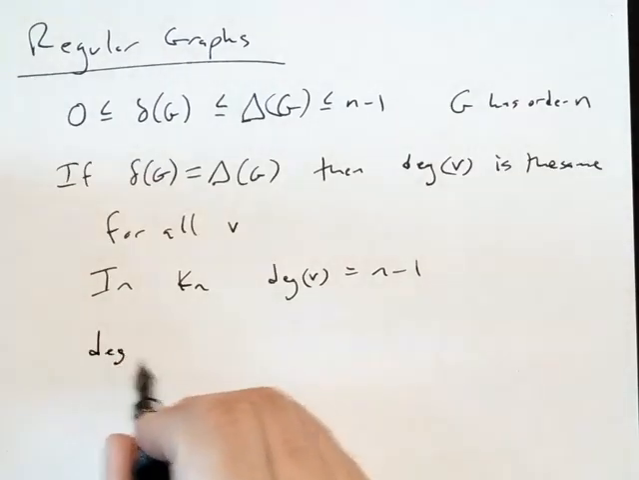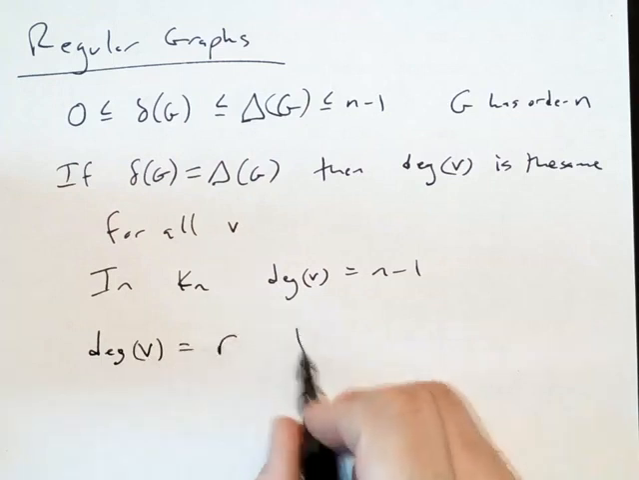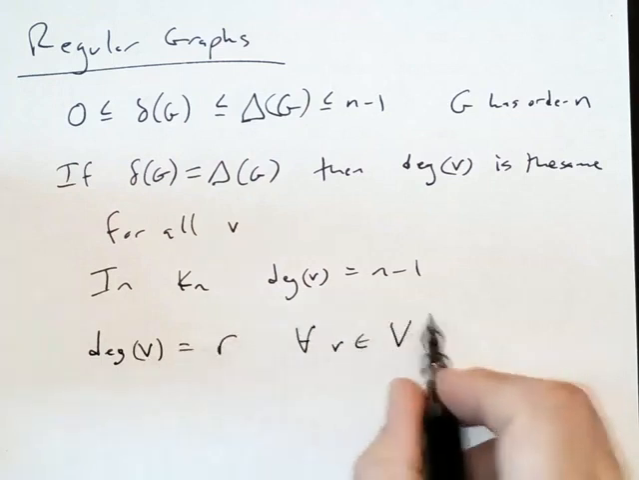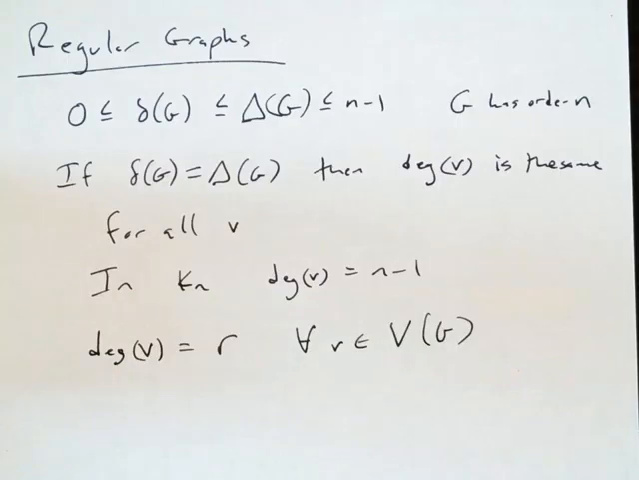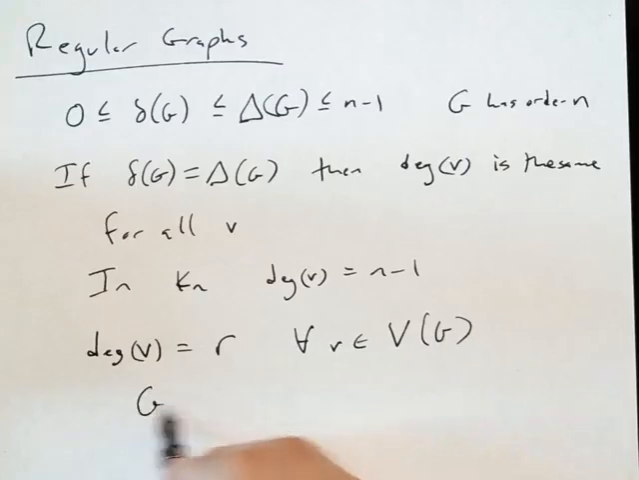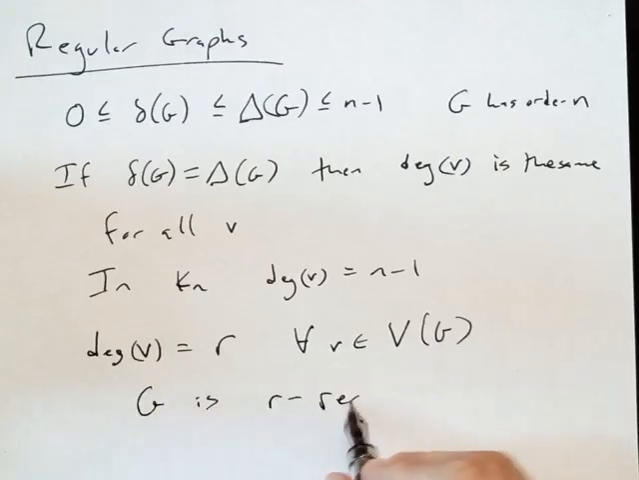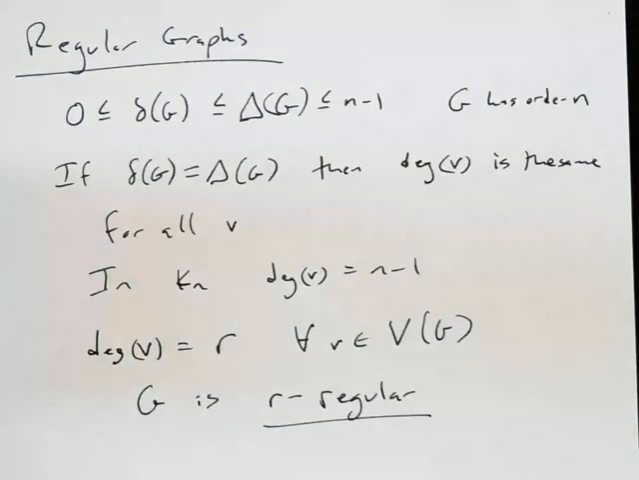So let's suppose the degree of v equals r for all vertices in my graph. A regular graph is one where every vertex has the same degree. In this case we're going to call it r. Also referred to as regular of degree r.